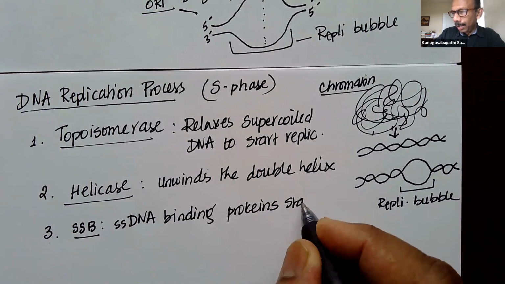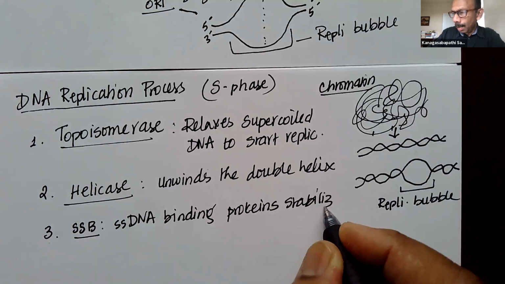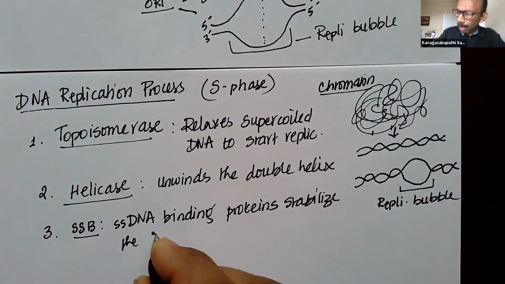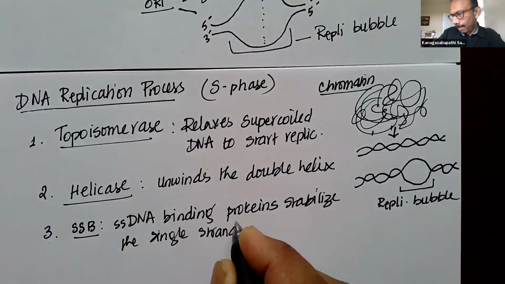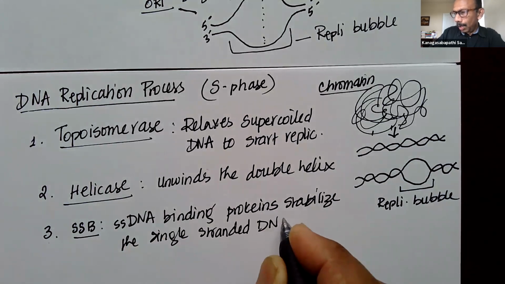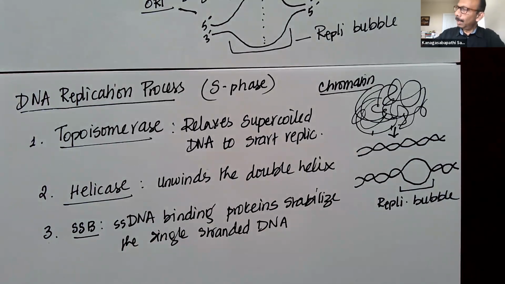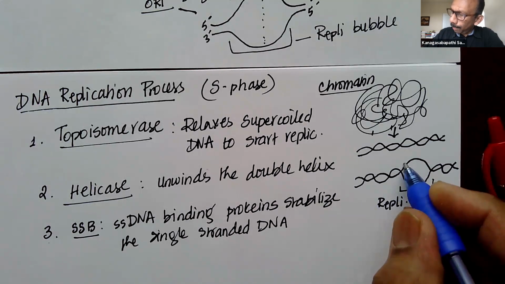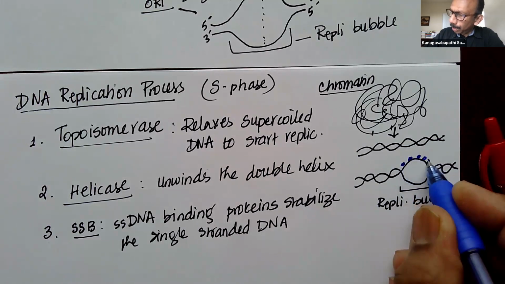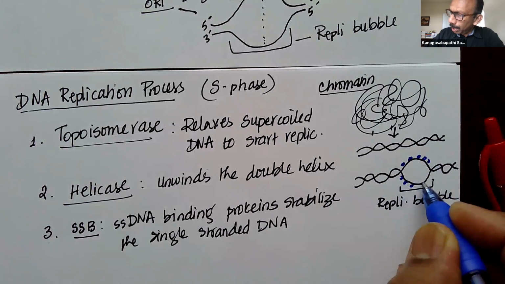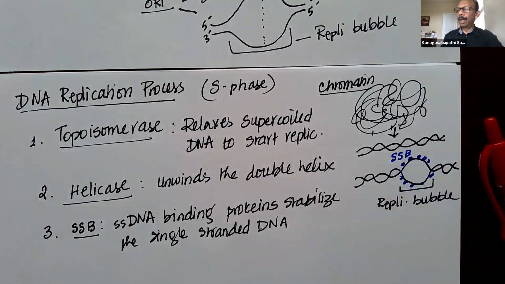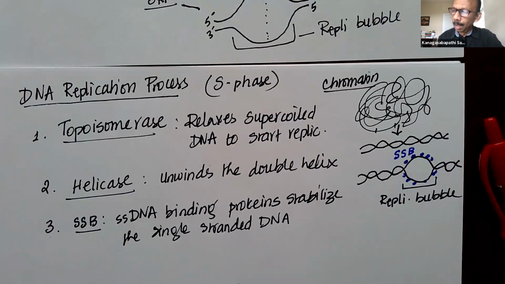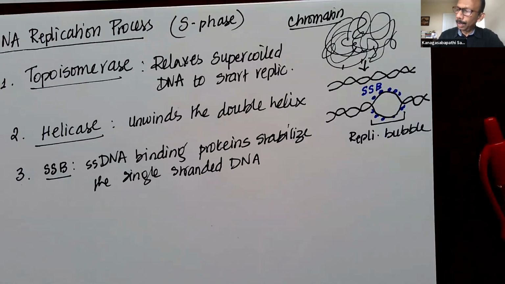they stabilize the single-stranded DNA. So they kind of attach themselves to the single-stranded region, and they will prevent this from going back to a double helix form. So it has to be accessible to that, okay?